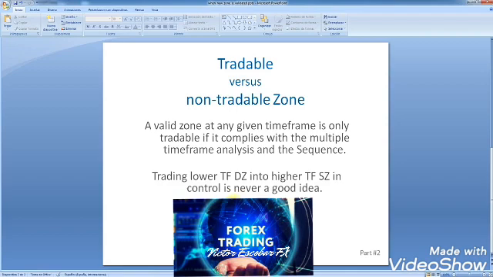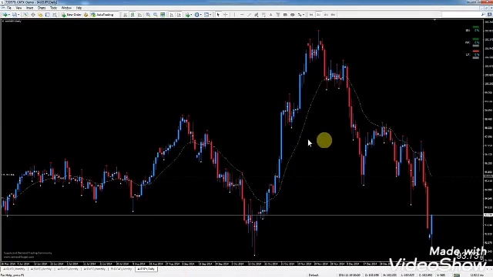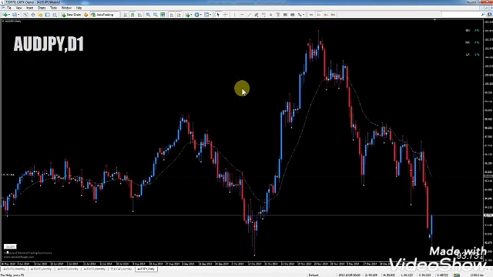So let's take a look at the charts and let's talk about the tradability of a zone. We are always using the Aussie as an example. So this is the Aussie chart right now on the daily. Let's switch. We can see this is the daily Aussie. We've been talking about these areas, and on these areas we've got almost everything about the strategy.